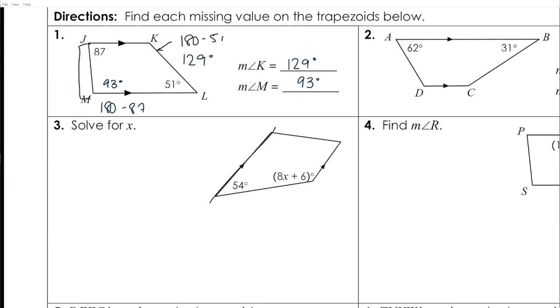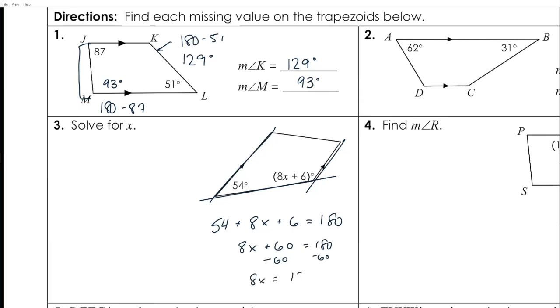So we've got our parallel lines cut by a single transversal. You guys know what that rule is. Those two angles are supplementary. So we're going to add them together and set it equal to 180. Combine like terms. Subtract 60 from both sides. 8x is 120. Then we divide by the coefficient 8, so we get x is 15. So when we're using our supplementary relationship, two angles add together to be 180.